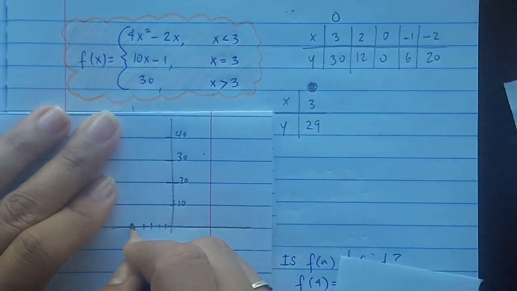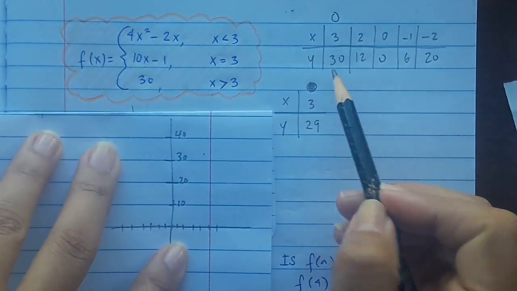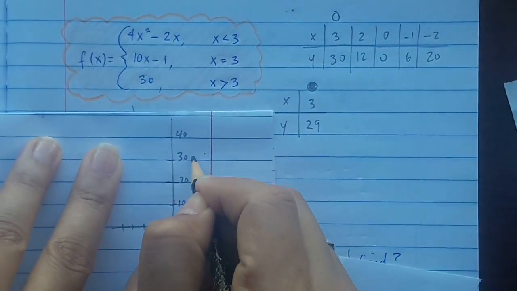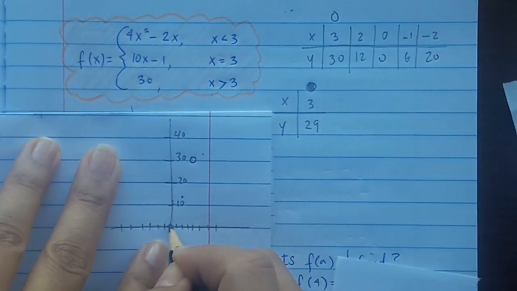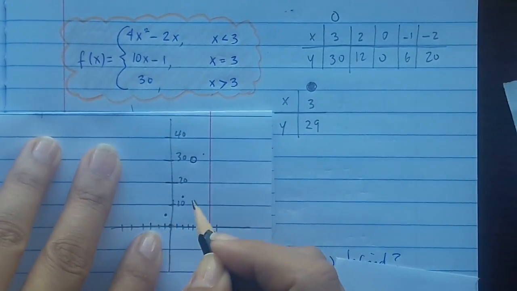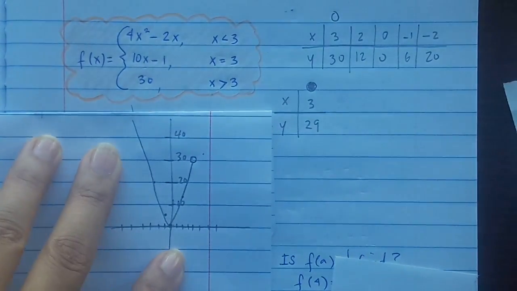So we're going to go ahead and plot that. I'm going to go up in tens because of space. You can make your graph whatever you want it to be. And open circle at 3, 30, then 2, 12, that's around there. 0, 0, -1, 6, about there. Negative 2, 20 around there, and we know it's a parabola because it's x squared, a quadratic.